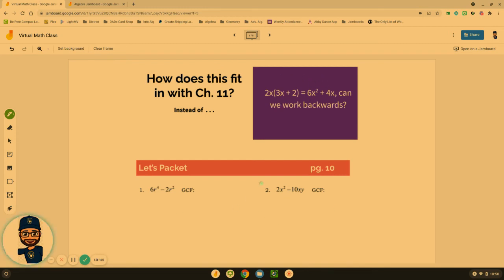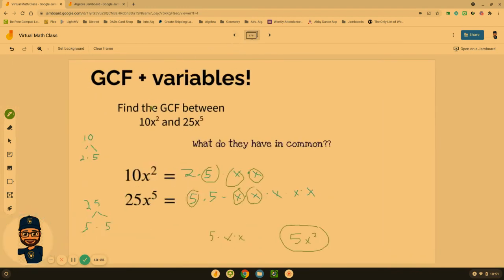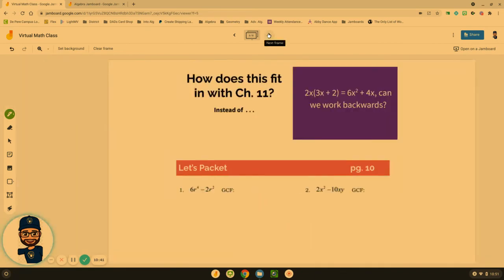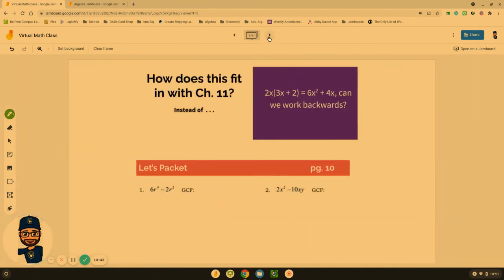Now, on your packet today on page 10, and this is part of your practice, they're going to give you expressions, right? And then they're going to ask you to find the GCF. And you might be wondering, what do I do if there's a plus or a minus or something like that in between? If I had said 10x squared minus 25x to the fifth and said find the GCF, this is still the same process, because there are two different terms. So we're going to use the same process here on page 10.